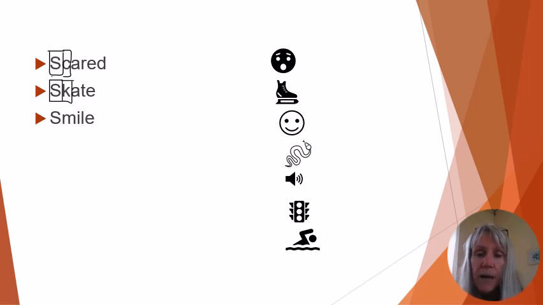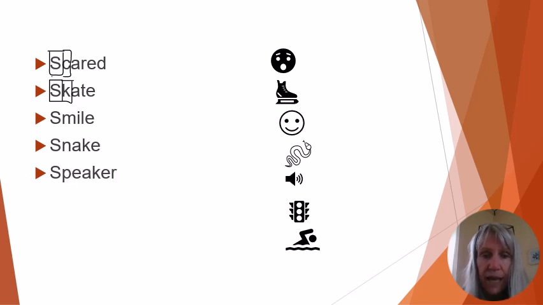I have smile. I have the S sound again, which will get a box, and the M sound, represented by the M, which will get a box. The next one is snake. So we have SN at the beginning of our word part. We will box the S, we will box the N. Now I have speaker, sp. So I have the S sound and the P sound. I will box the S and I will box the P.